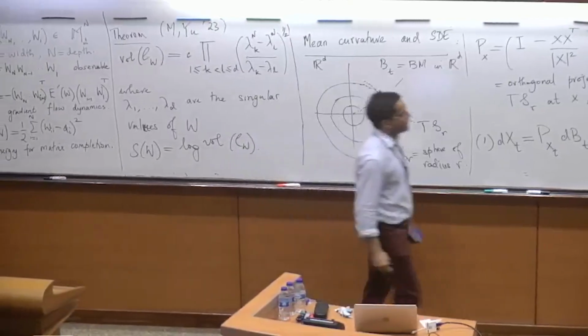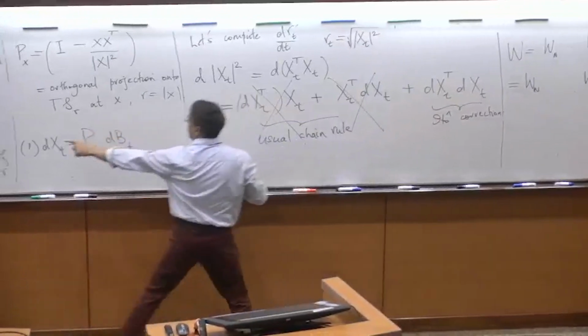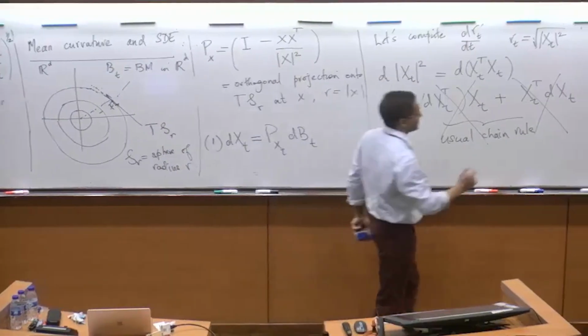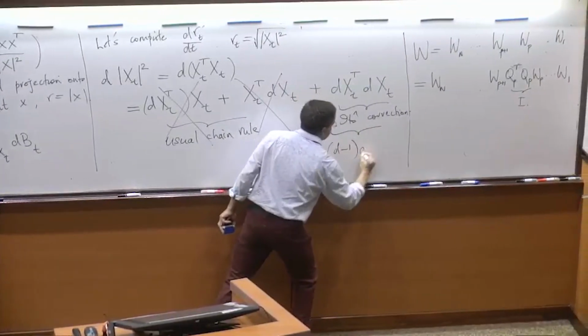But there's a non-trivial term. And if you compute the non-trivial term, you'll see that what you're really looking at is the independent noise, really just the noise in the tangent directions. And if you work this out, this is (d minus 1) times dt.